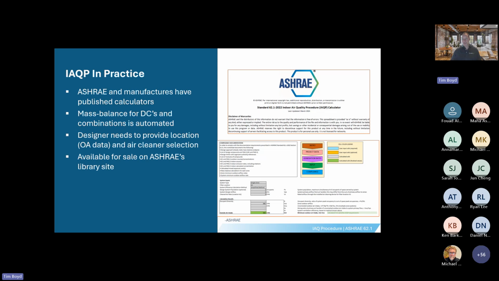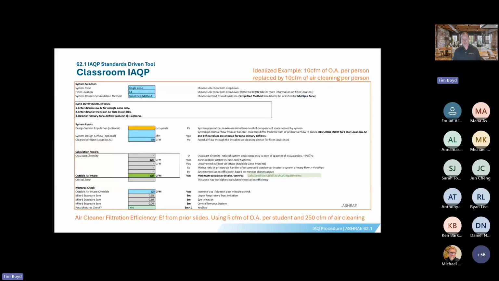I'm not showing you all the screens of it, but what we want to do is walk through that example, that 1,000 square foot classroom with 25 people, and recognize that other OEMs, ourselves included, we offer you a free calculator. And so that calculator will do this exact same thing and should give you the exact same answer. Ours, in fact, does. But effectively, all you're doing is that mass balance calculation.